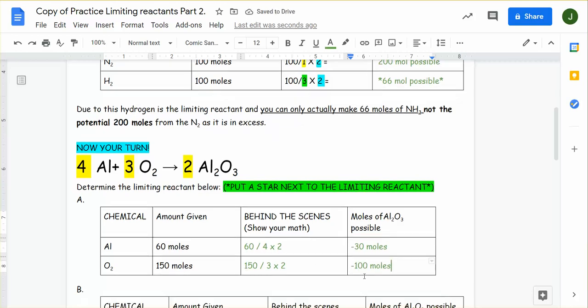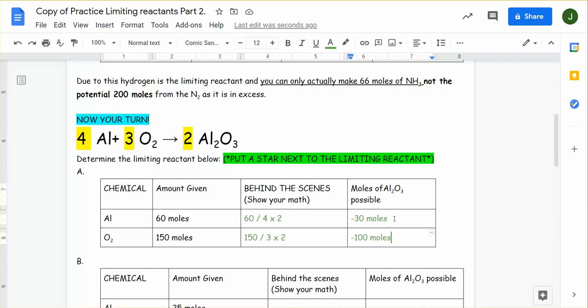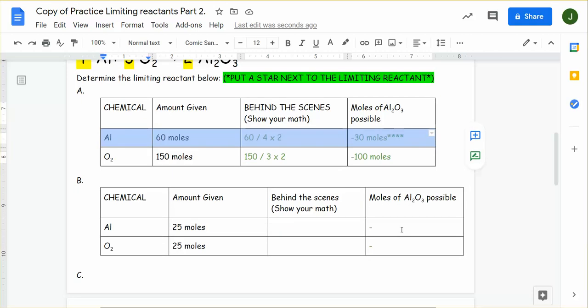So now I know, remember, the smaller number is our limiting factor, because it's going to run out first before we run out of our oxygen. So I want to put little stars by it, so I know that our aluminum is going to run out really quick. Maybe I should stock up on that, go back to inventory, check up on that, and put it in order so that everything goes smoothly.